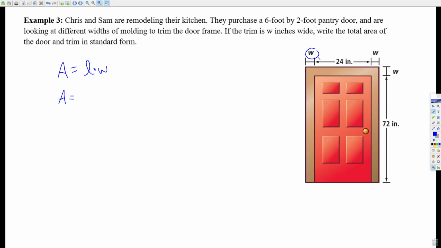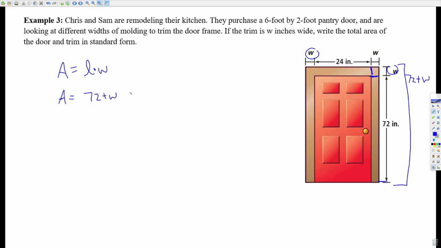So looking at this picture, the length and the width, well, let's start with the length, how tall it is. So we'll go from 72 inches, so that's the bottom of the floor here to the top of the door is 72 inches, but then we're also adding a thickness of W. So this whole thing would be 72 plus whatever the thickness is of the trim going around it, this extra amount, W. So our length is 72 plus W.